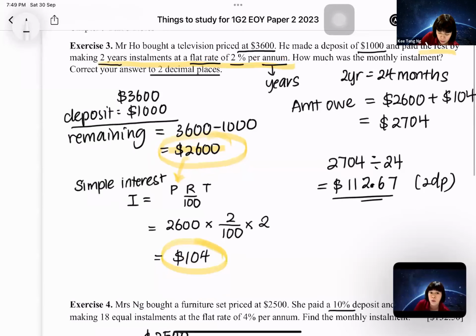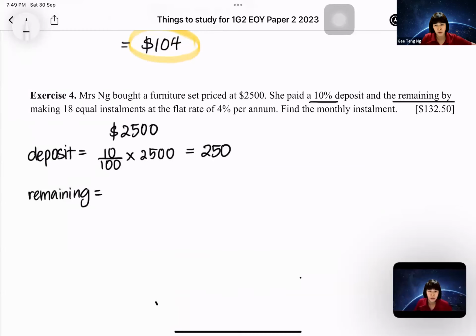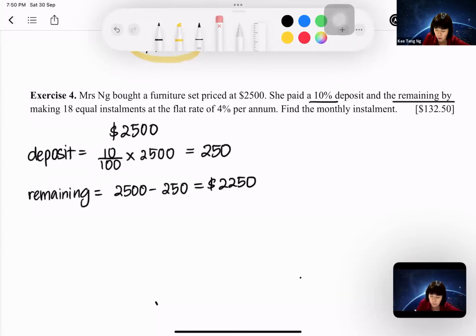So how do I find my remaining amount? Please, anyone help me? How to find the remaining amount? Yes, thank you, Ariane. 2,500 minus 250. That will give me, correct, 2,250. This is the remaining amount, right?